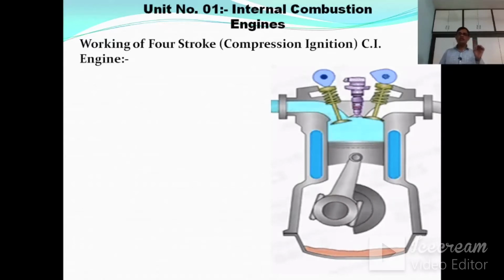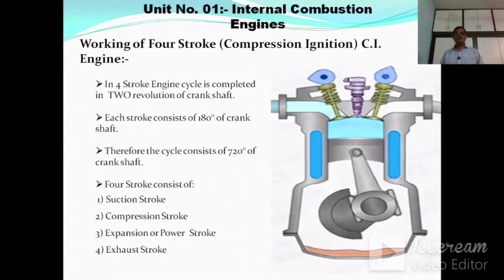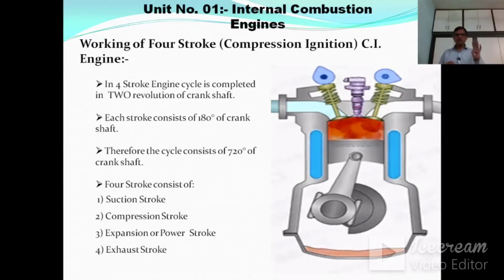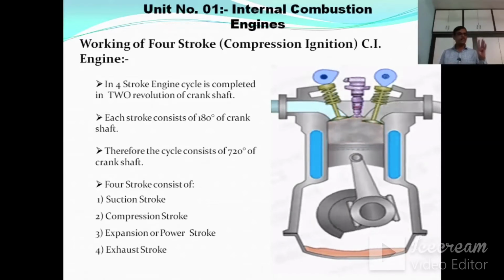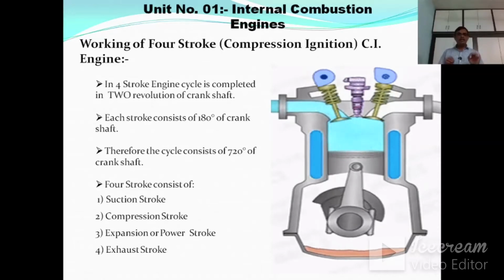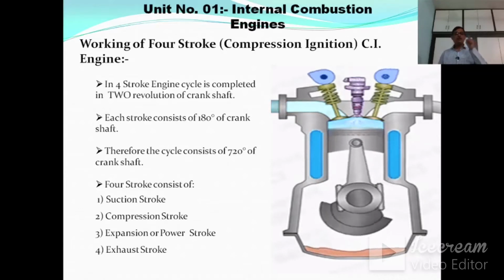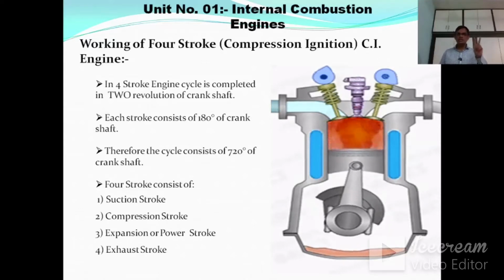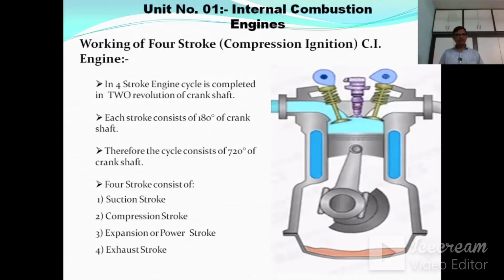Today we discuss the working of the 4-stroke CI engine, the compression ignition engine. 4-stroke means there are 4 strokes: first suction, second compression, third expansion or power stroke, and last the exhaust stroke. These 4 strokes are completed in 2 revolutions of the crankshaft. One revolution is 360 degrees, so 2 revolutions are 720 degrees, and each stroke consists of 180 degrees of crankshaft revolution.